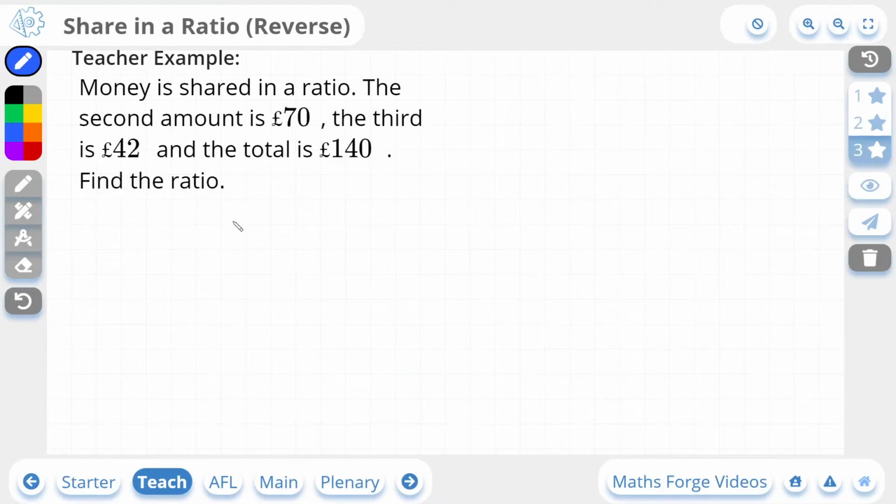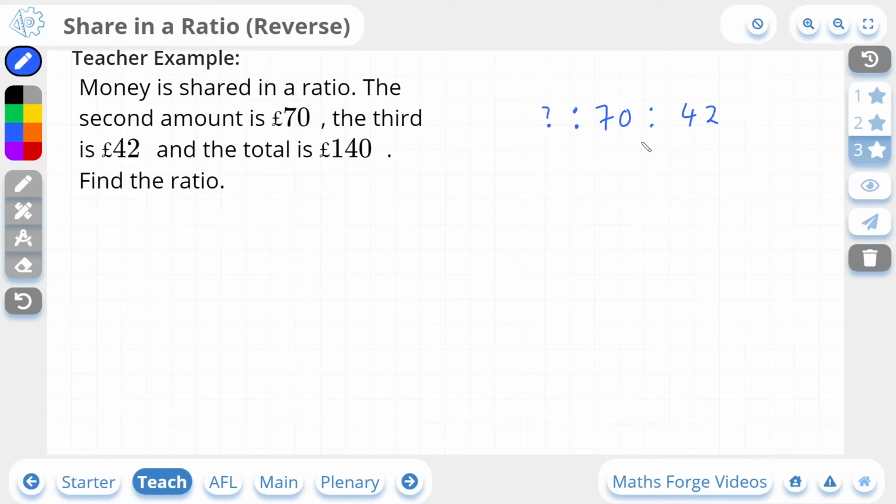Okay, now let's do a 3-star example. Here we're being told that money is shared in a ratio. The second amount is £70, so I'm going to set up a ratio here. The second amount is 70, and the third amount is 42. Okay, so we're missing the first amount. And they're telling us that the total is 140. Then they ask us to find the ratio.